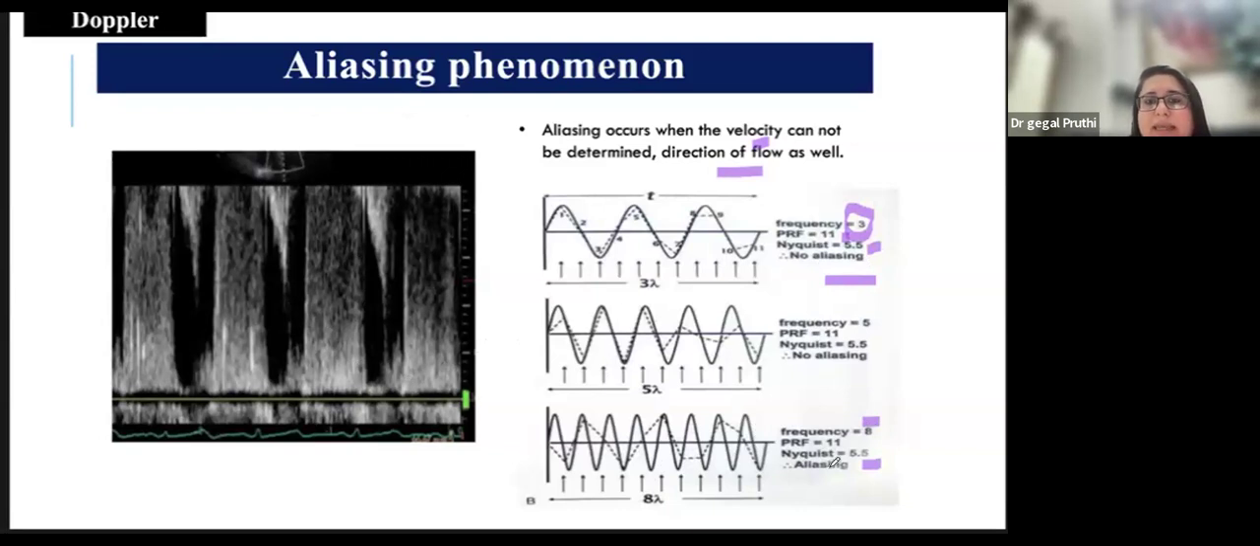So we can increase this Nyquist limit by sending decreased frequency transmitted waves, or you can keep the sampling volume nearest to the probe, or shift the baseline. Also, if you decrease your sector size and depth, then you can also decrease the aliasing.